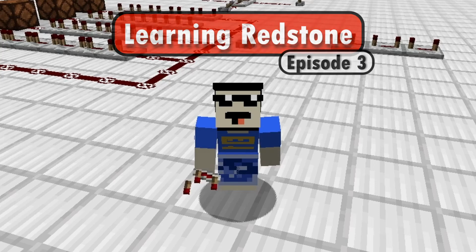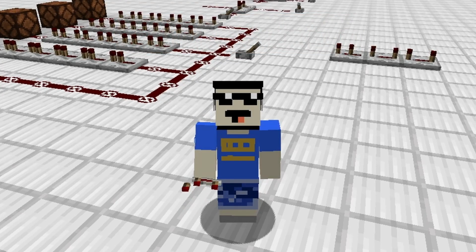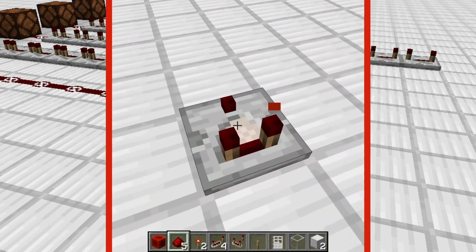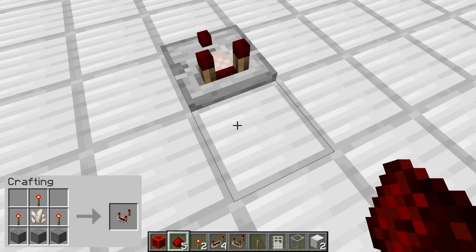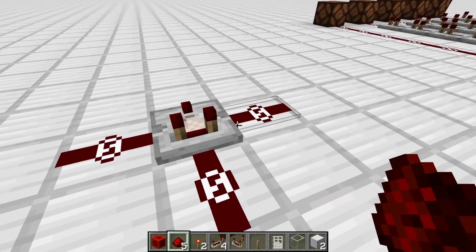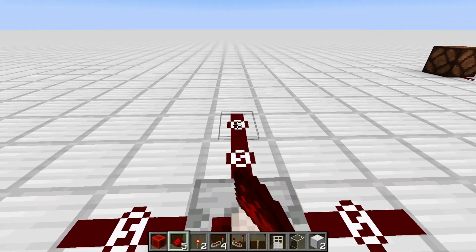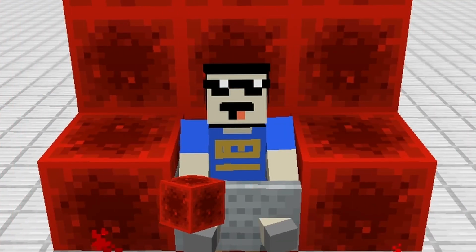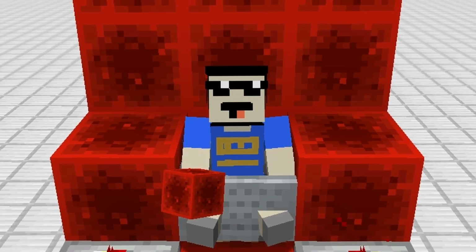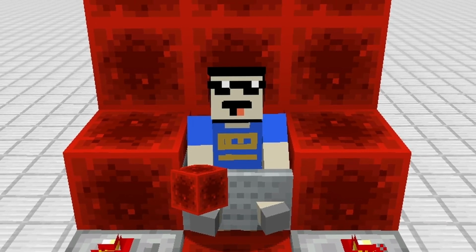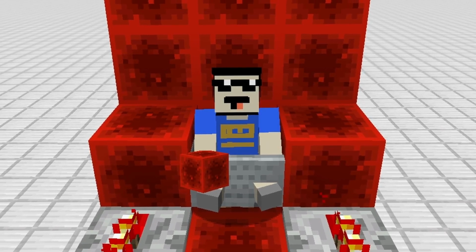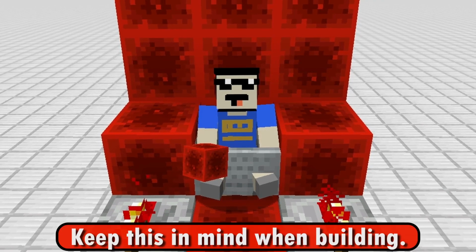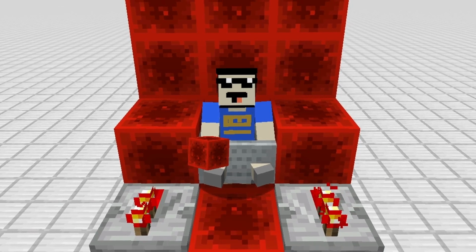In this video, you'll learn everything you could want to know about comparators. A comparator can take a signal input from the back and sides and spit a signal out the front, like a repeater. But what it does with those signals is very different. Before we get too far in, it's worth mentioning that a comparator will add a 1 redstone tick delay to a signal. This can easily be overlooked and cause problems in the more complicated machines.